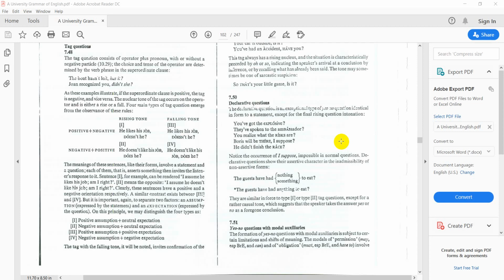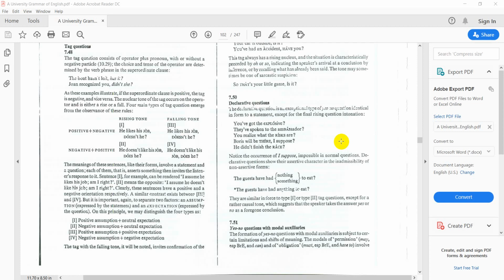You realize what the risks are. The risks here, you raise your tone. But if you have a look at the sentences, they are merely statements. Boris will be there, I suppose.